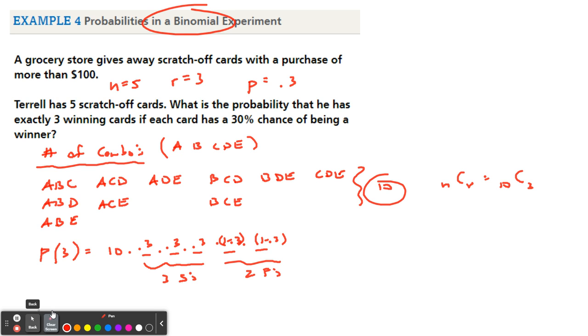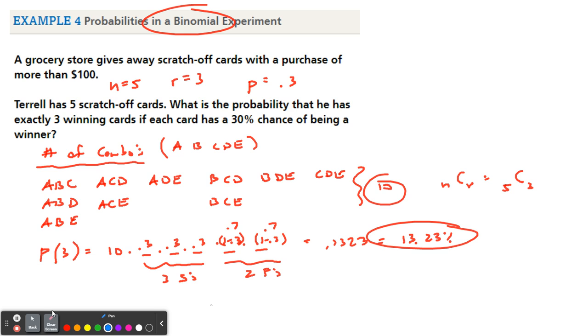So it should not have been over here. I apologize. This should not be 10 choose 3. Your n is 5. I have it right up here, 5 choose 3. Then if you multiply all this out in your calculator, these are 0.7s, so I would change those to 0.7s. If you do that in your calculator, you're going to get 0.1323, which is 13.23%. So whatever they want for the probability, either of those is good.